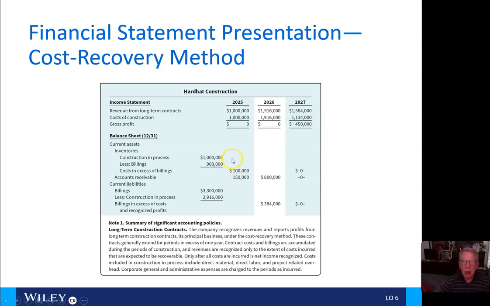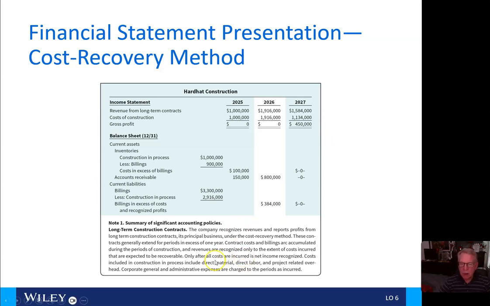And on the balance sheet for 2025, we're going to show our $100,000 cost in excess of billing, accounts receivable of $150,000. So that's going to total, and then our current liabilities would include the billing and the construction in process. And then all we'll do in 2026 is add the $800,000 for accounts receivable and the $384,000 for billing in excess of cost and recognized profits. And then in 2027, we have the $450,000 of gross profit.